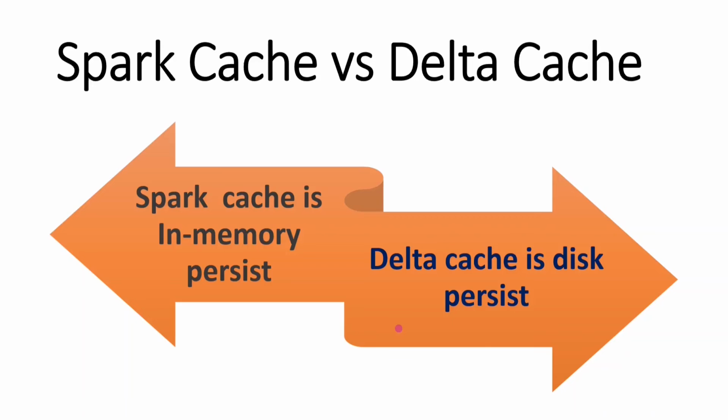Delta cache is different from Spark cache. Delta cache is one of the caching mechanisms used by Delta engine to speed up data retrieval from Delta tables. This Delta caching is performed at the hard disk of local nodes of the cluster, whereas Spark caching is performed at the memory of local nodes of a cluster. This is the main difference between Spark caching and Delta caching. We might wonder, how come disk persist is better than Spark memory persist? We will come to know that when we complete this video.